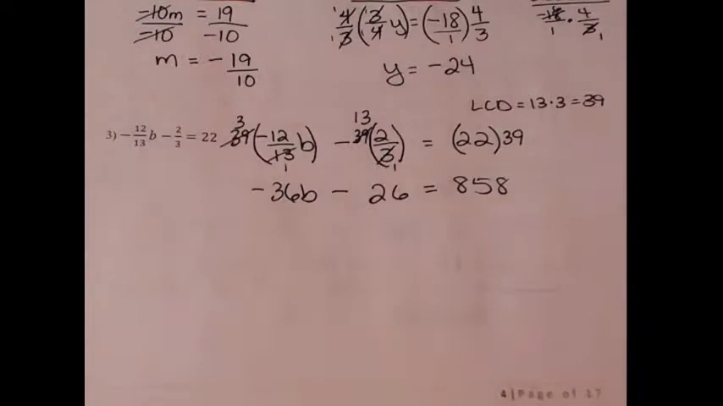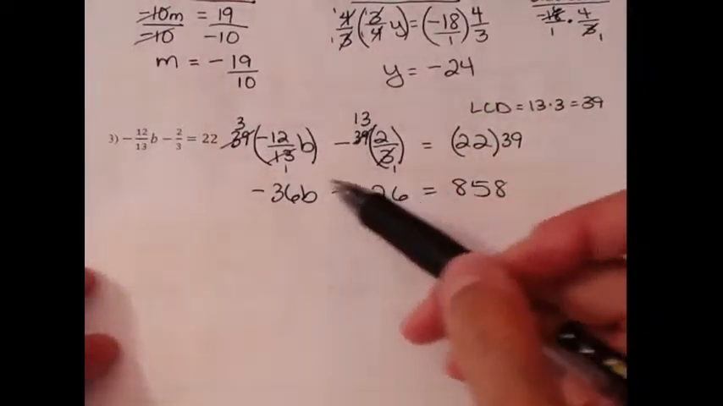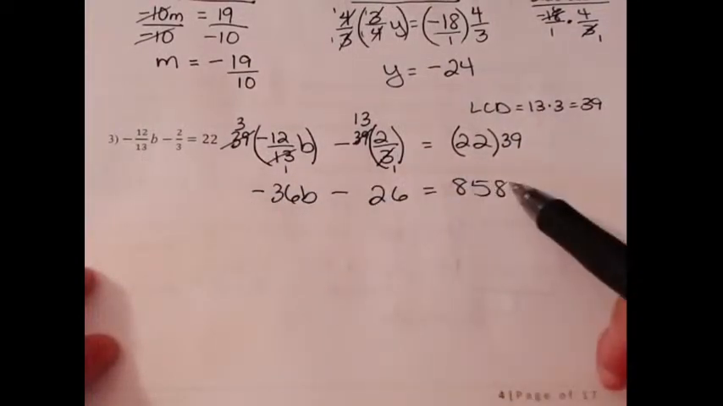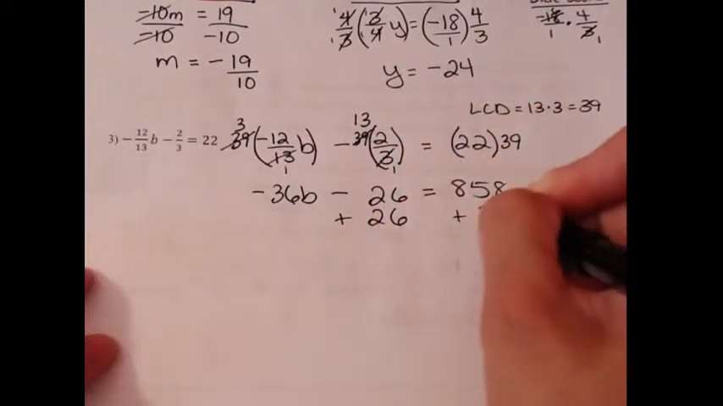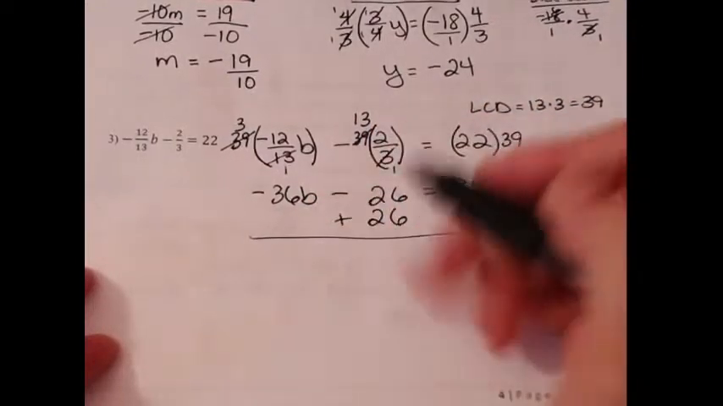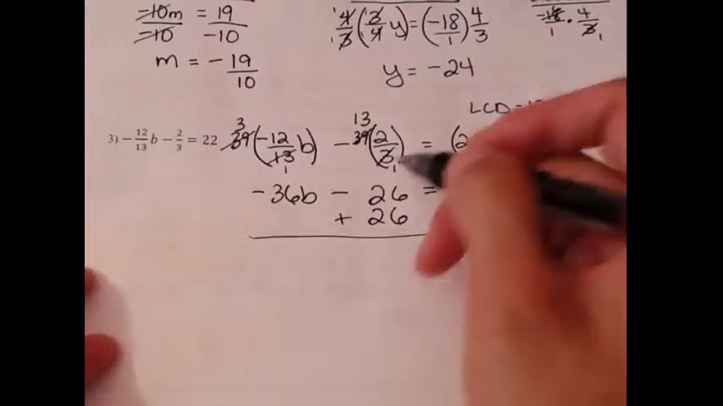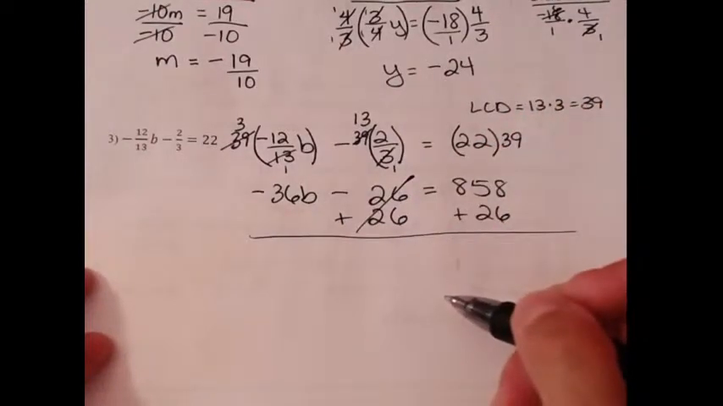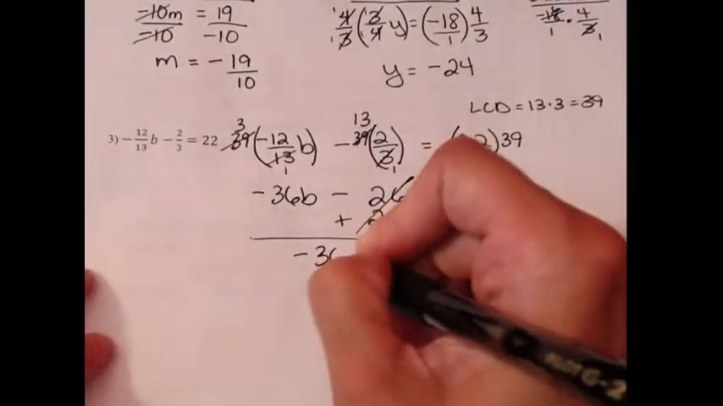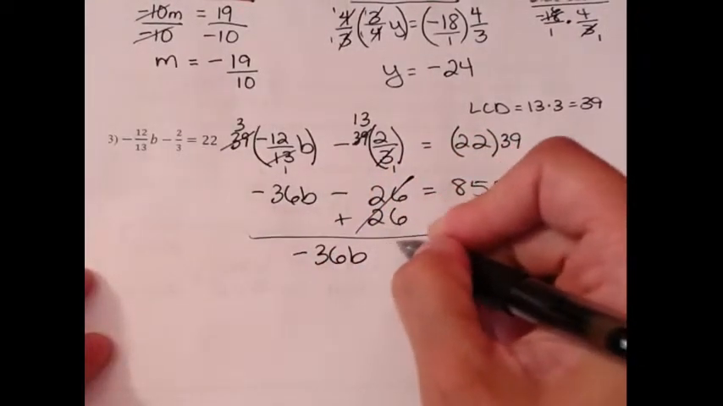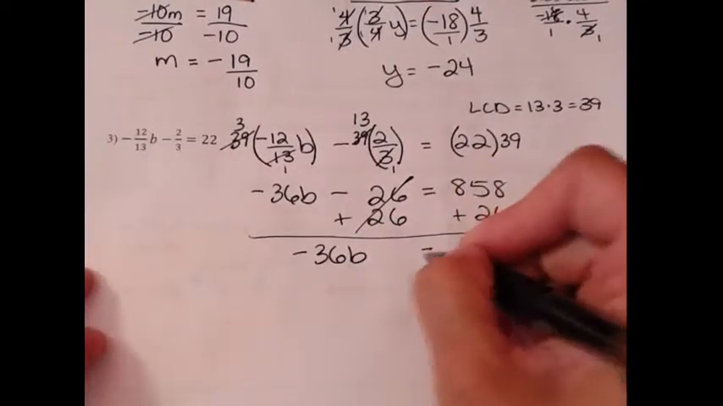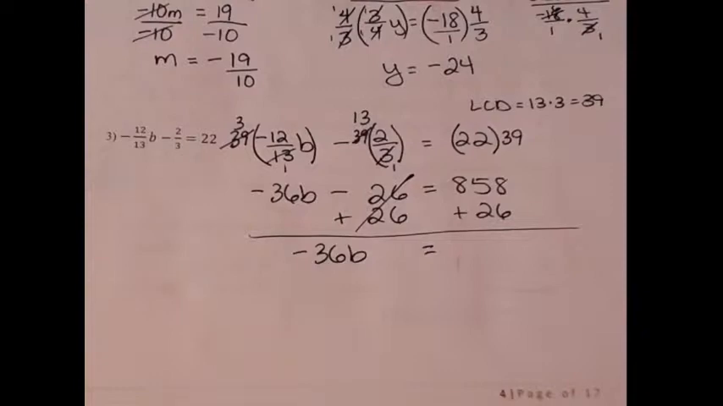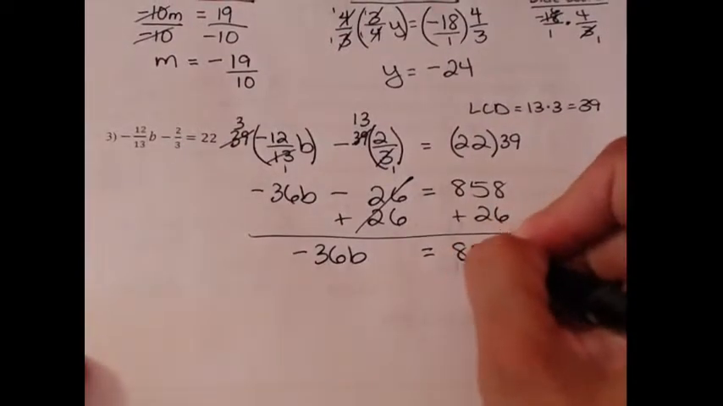Now at this point, all we have to do is solve. So I'm going to bring over the 26. Notice I have 1, 2, 3 terms. I want to bring over the 26, so I'm going to add it. The opposite operation, right? The opposite of a negative 26 is a positive 26. Those cancel each other out, leaving you with a 0. So I'm going to bring down the negative 36b, and I'm not going to write plus 0, because I know negative 36b plus 0 is still negative 36b. And then we have 858 plus 26, and that's going to give us 884.